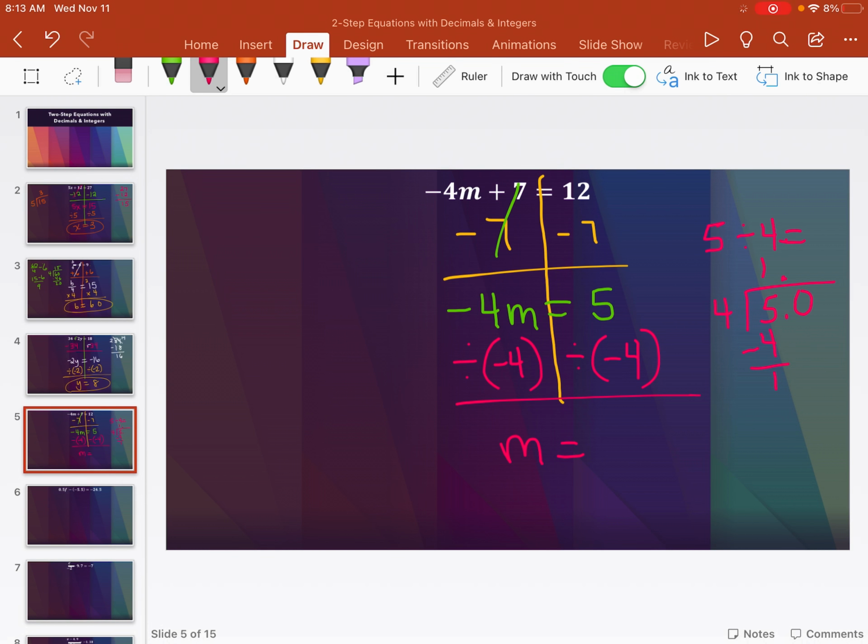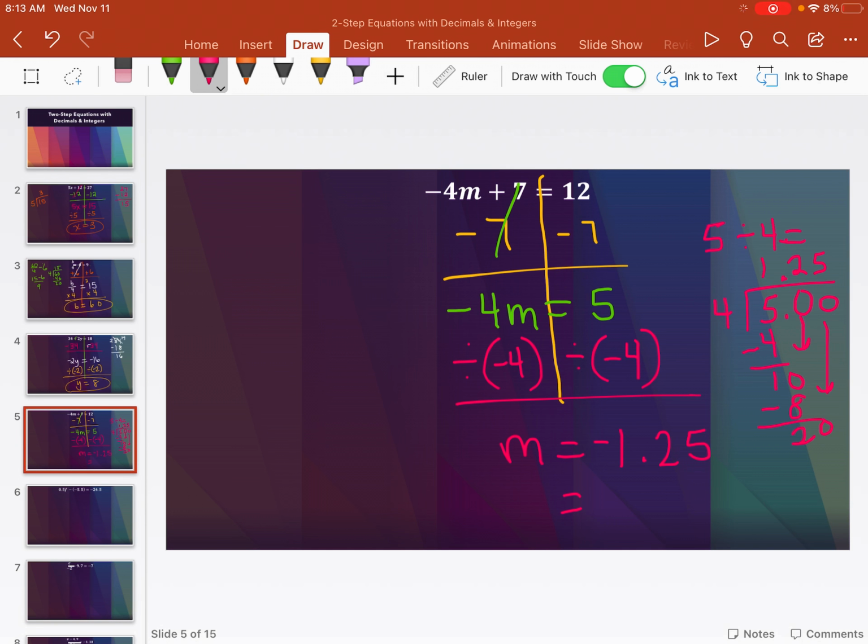I can go ahead and add my 0 and bring it down. So 4 goes into 10 2 times, which is 8. Add another 0, bring it down, goes in 5 times. So I could have this as a 1.25. It was a positive and negative, so a negative 1.25.